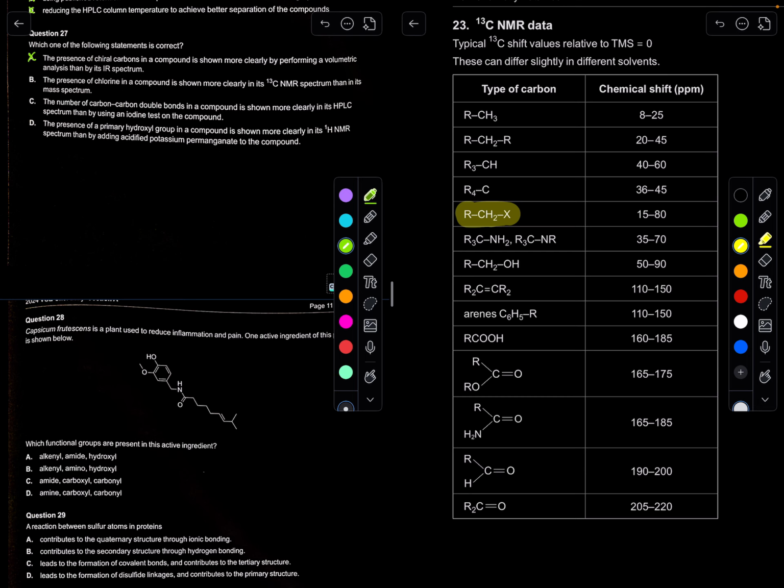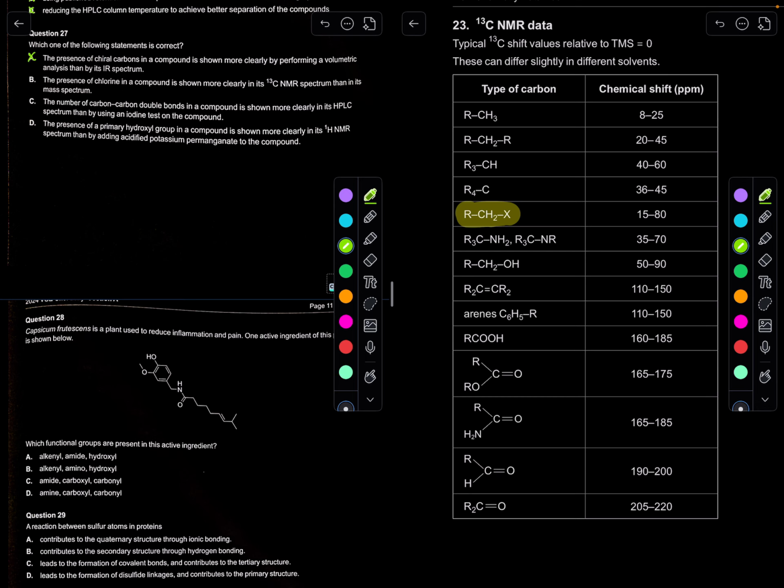But the problem is you can't really determine the presence of chlorine specifically. You could determine the presence of bromine, iodine, chlorine, all of those halogens, I fully forgot the name, by those values there. So that's actually wrong. The presence of chlorine in the compound is more clearly... no, it's not really clearer.